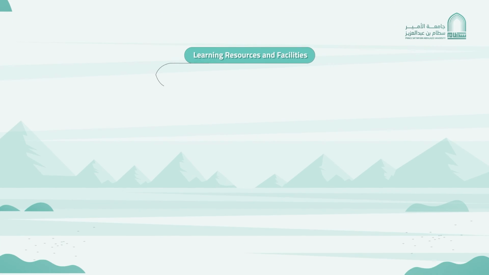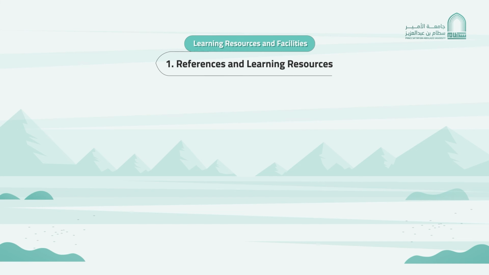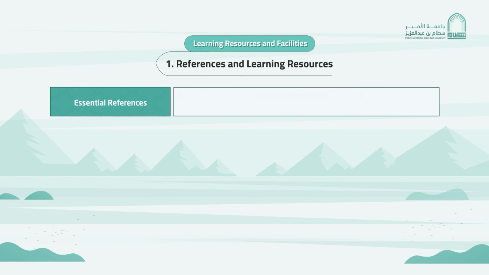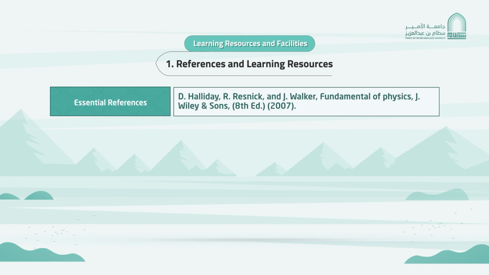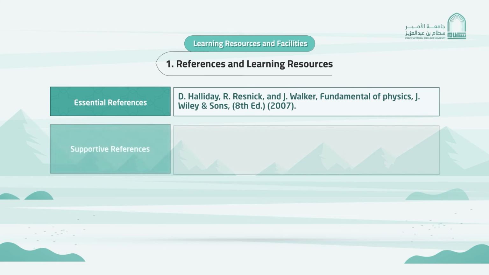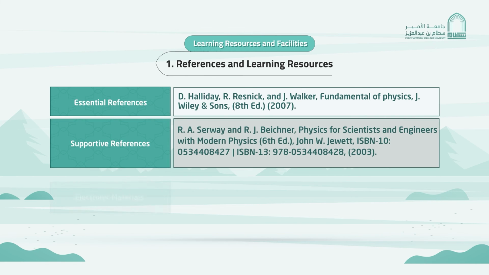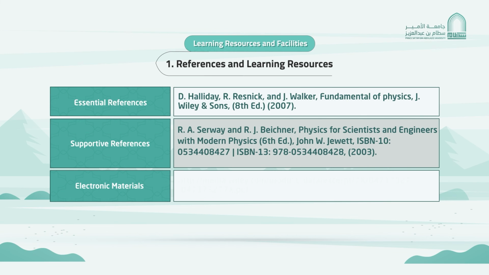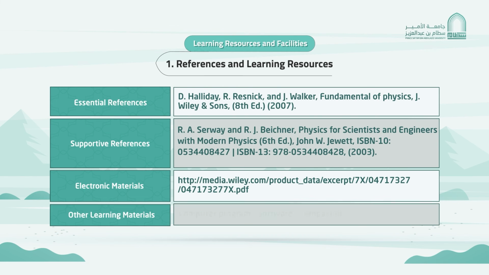Learning resources and facilities. 1. References and learning resources. Essential reference: citing the essential reference that exists in the study plan, so that the language of the book is the same as the language of teaching the course. Supportive reference: citing supportive references. Electronic materials: preparing a list of requirements for accessing electronic subjects and databases, with the need to specify the link for each of these sources. Others: listing any other educational resources such as computer programs, software, and CDs.